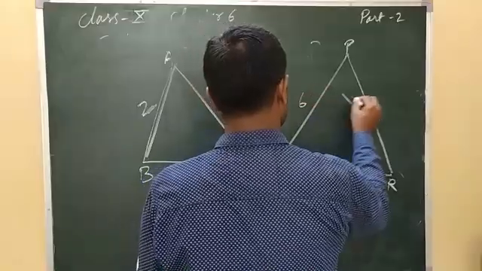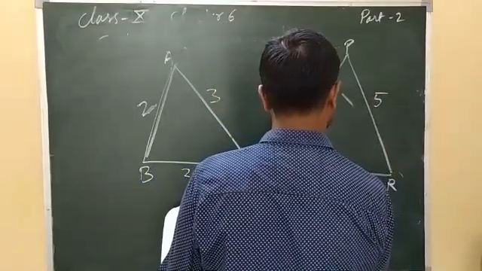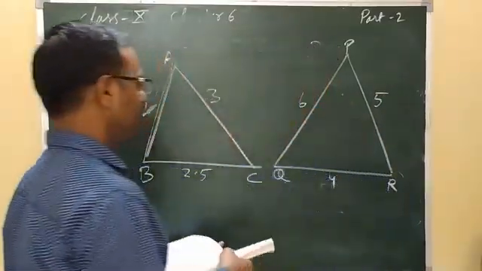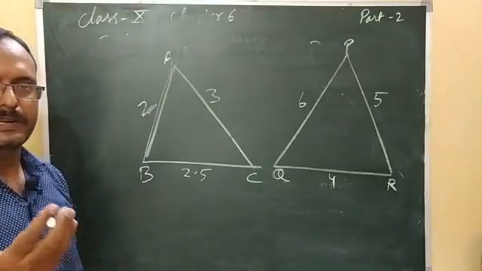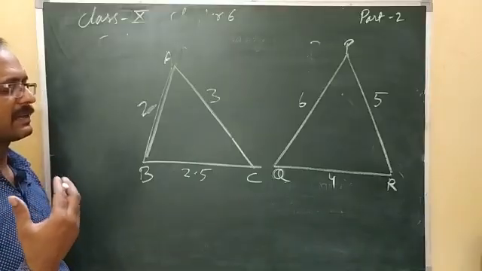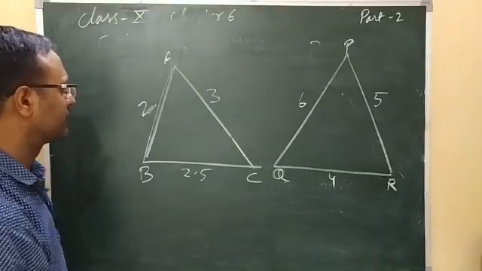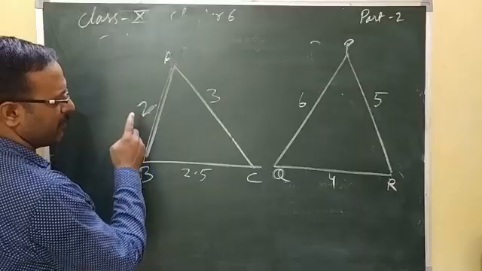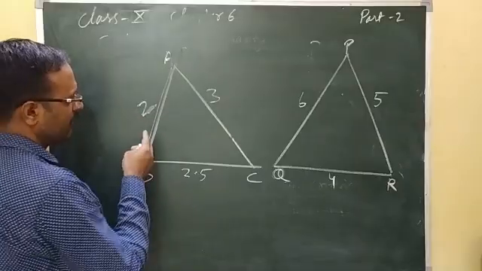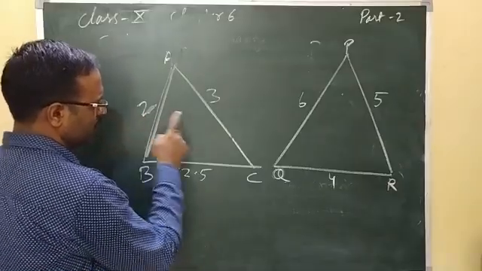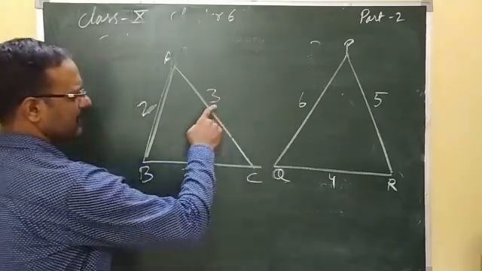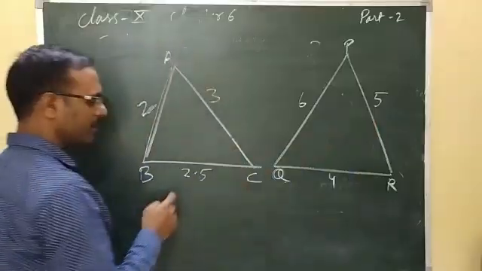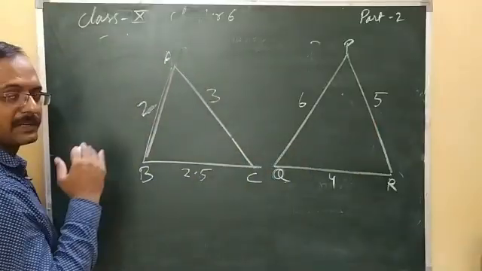This is 6, this is 5 and this is 4. So we can see here only sides are given. So let us try to see whether they can be written in the ratio form or not. See here, if we observe it carefully, we can see that 4 is double of 2, 6 is double of 3 and 5 is double of 2.5. So they can form the ratio.